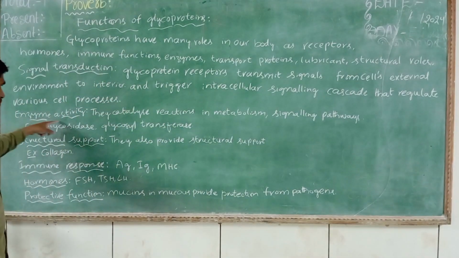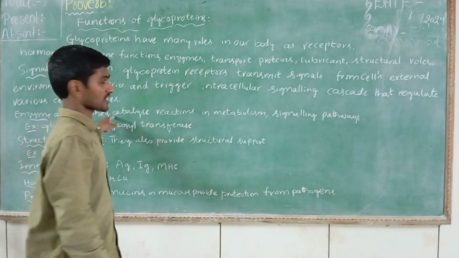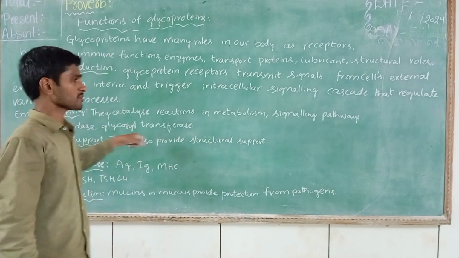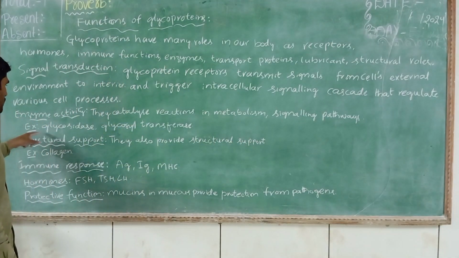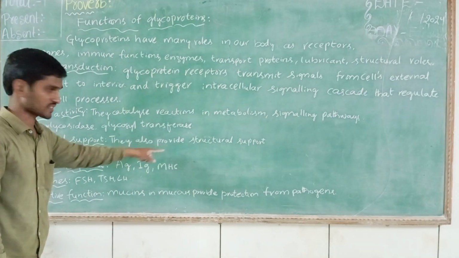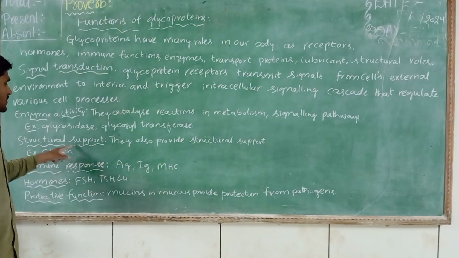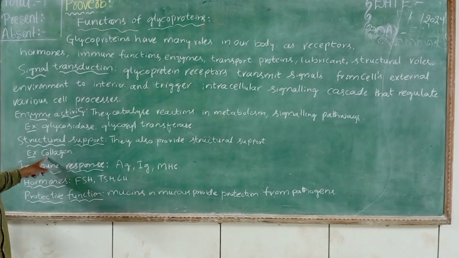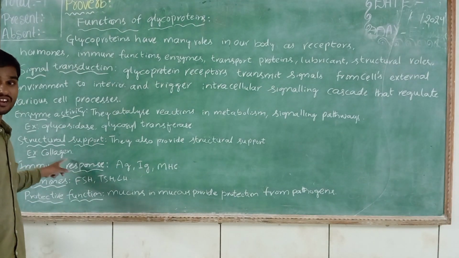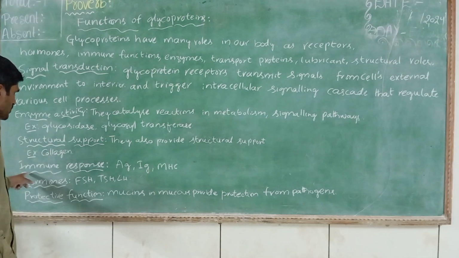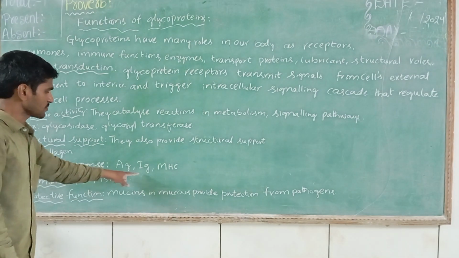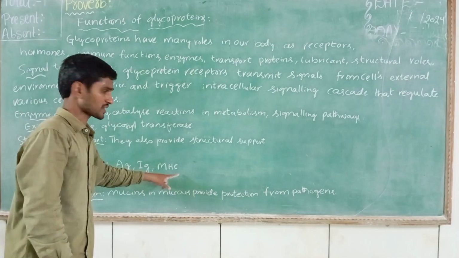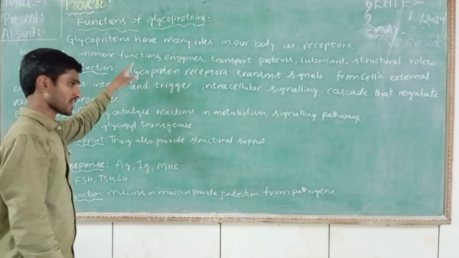Then enzyme activity. These glycoproteins catalyze reactions in metabolism, signaling pathways, and many other reactions, for example glycosylase and glycosyltransferase. Next, structural support, for example collagen, which has a main role in the extracellular matrix. Then immune response: antigens, immunoglobulins, and MHC, the major histocompatibility complex, are all formed from glycoproteins.